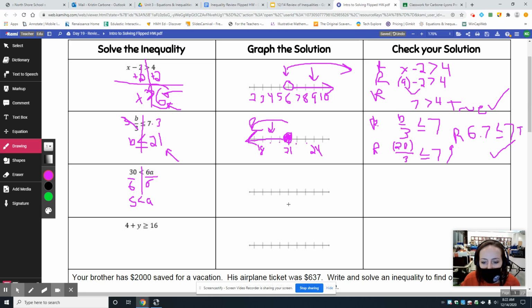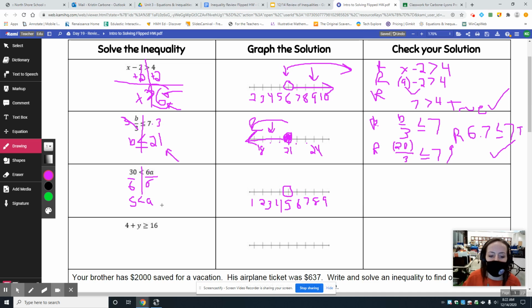All right, we're going to graph it. We have 5 in the middle. 4, 3, 2, 1, 6, 7, 8, 9. It's less than, so it is an open circle.